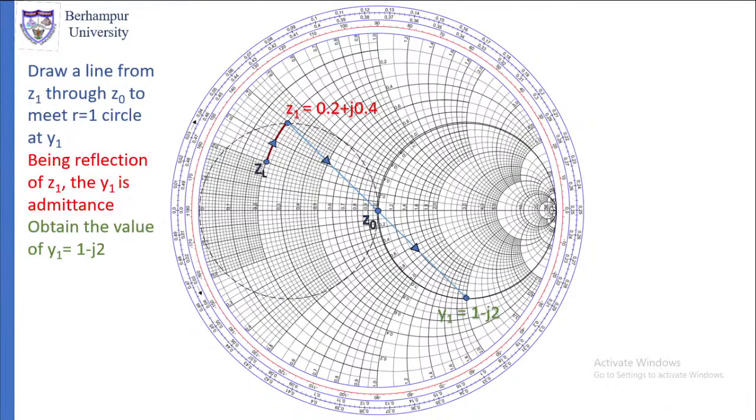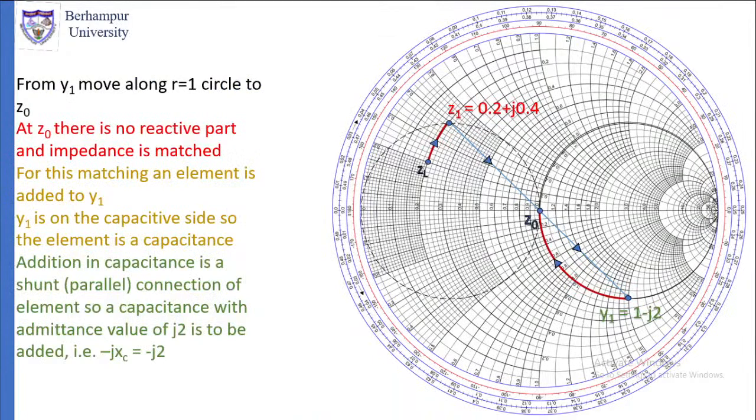Okay, so we have located that point. Now we have to match. From that point, we have to come to the center of the Smith chart. So wherever we are, from that point we have to come to the center of the Smith chart. That is Y1 equal to 1 minus j2.